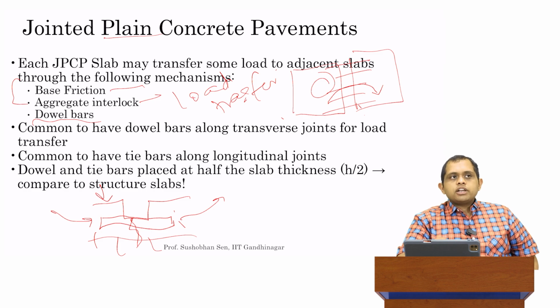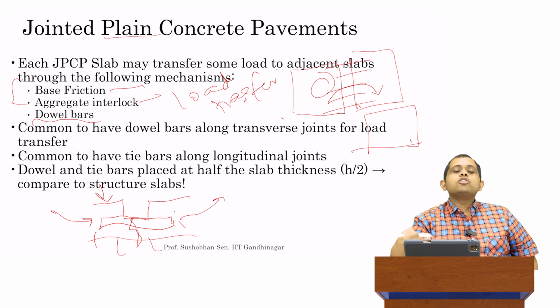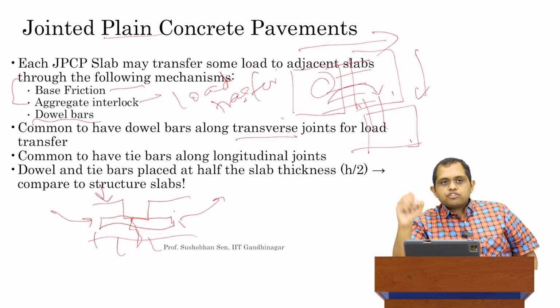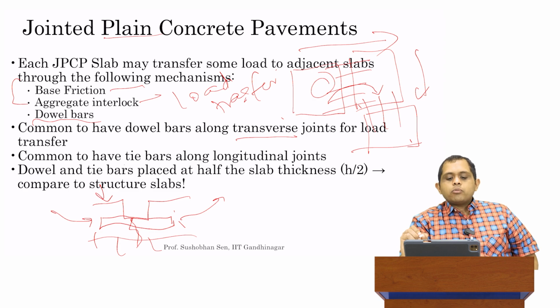So it is also possible to have these steel bars in the longitudinal direction. So if this is the direction of traffic, we call this the transverse direction, and the perpendicular direction is called the longitudinal direction. We could also have steel bars along the longitudinal joint. Now this is mainly meant to hold the two slabs together. It doesn't have too much of a role in terms of load transfer. In that case, those steel bars are called tie bars. So dowel bars primarily are responsible for load transfer, while tie bars are mainly present to hold the slabs together. They don't contribute as much to load transfer.